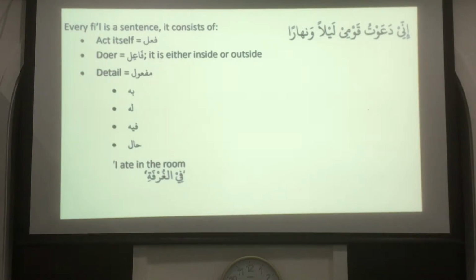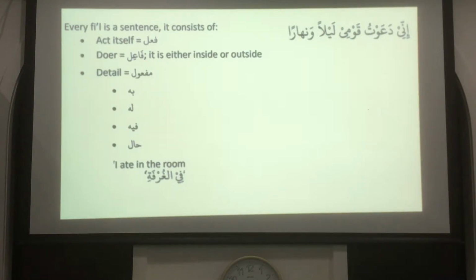Laylan is night, and naharan is day, and both of them are in the nasab status because they are maful. Maful which one? Maful fihi, this is the time, right? And qawmi is maful bihi. Because my nation, okay? Why did I put this example? Look at the qawmi. It's my nation. It's mudaf ilayh. Qawmi is my nation, okay?